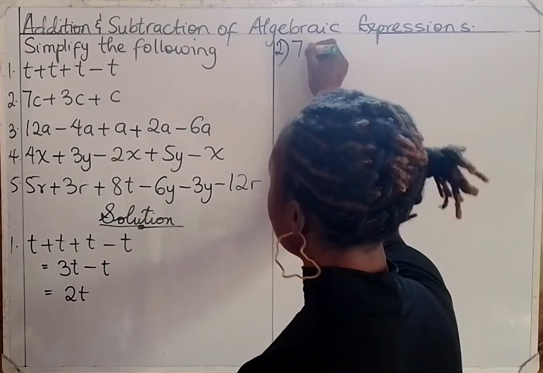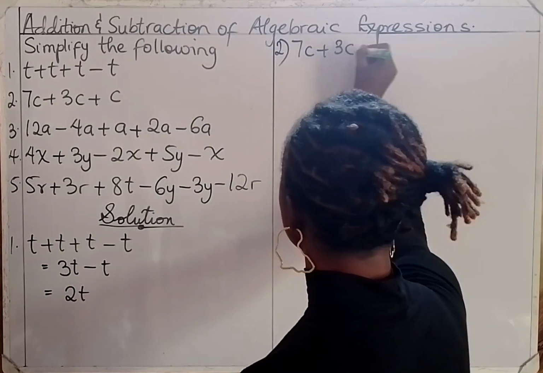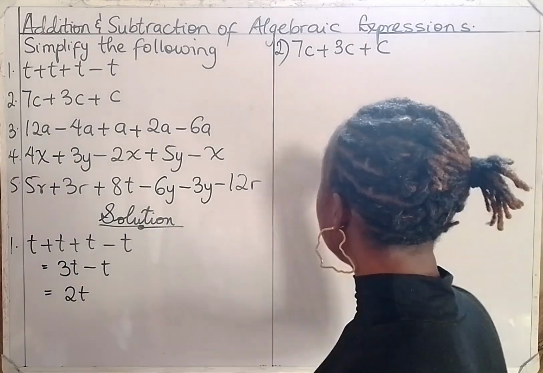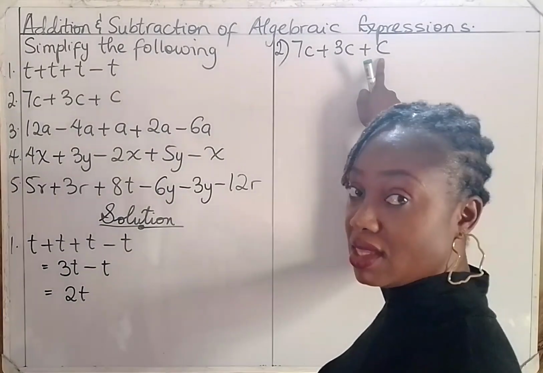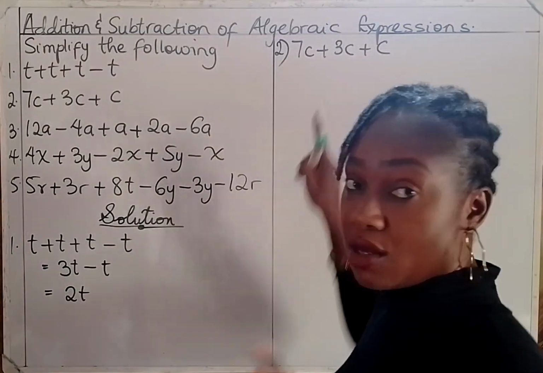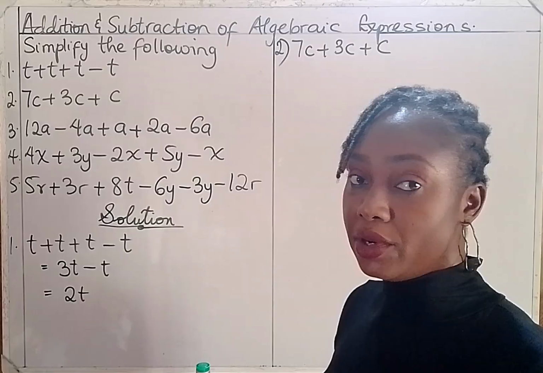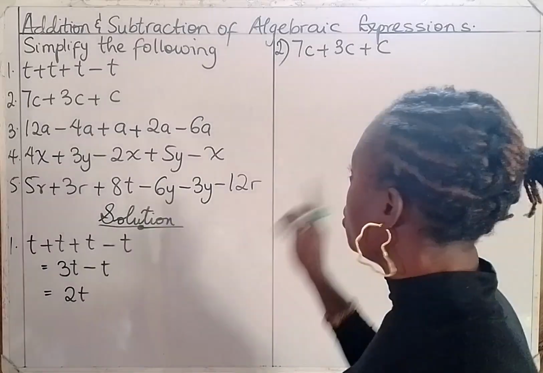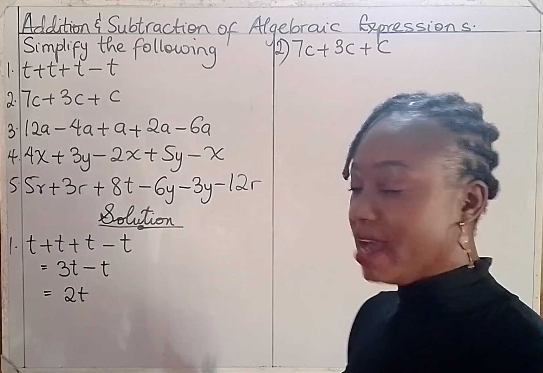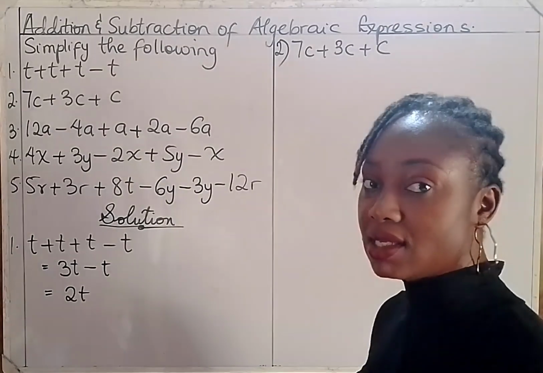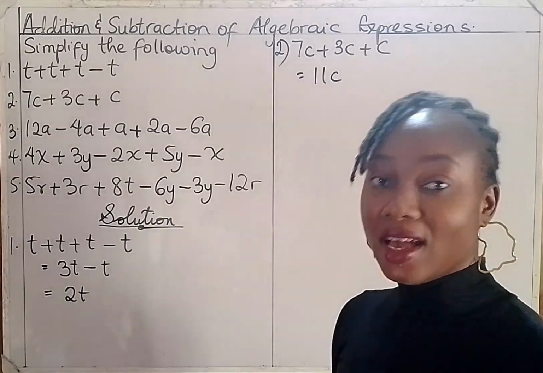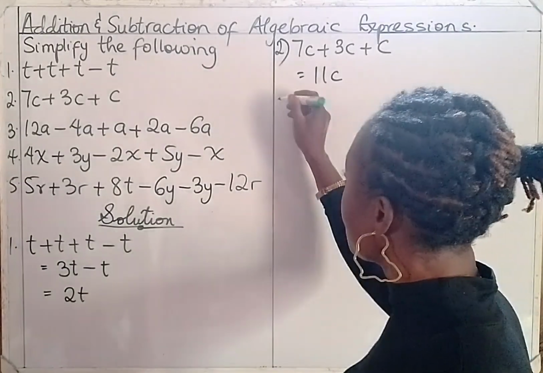We have 7c plus 3c plus c. Like I said before, any letter that you see that doesn't have a number behind it, it means there is a number behind it, an invisible number, which is 1. So we have 7c plus 3c, which is what? 10c. And then 10c plus 1c equals 11c. And that's the final answer for that question.